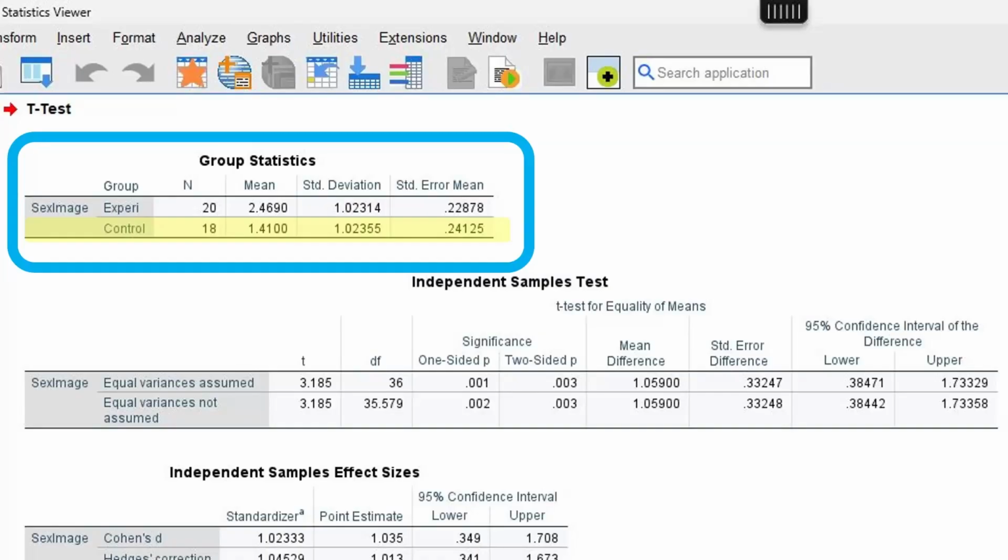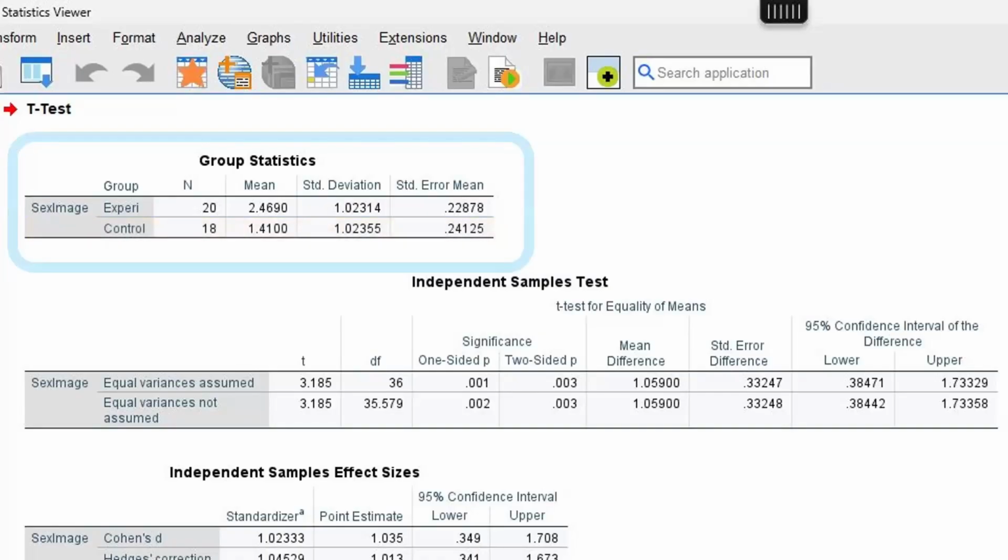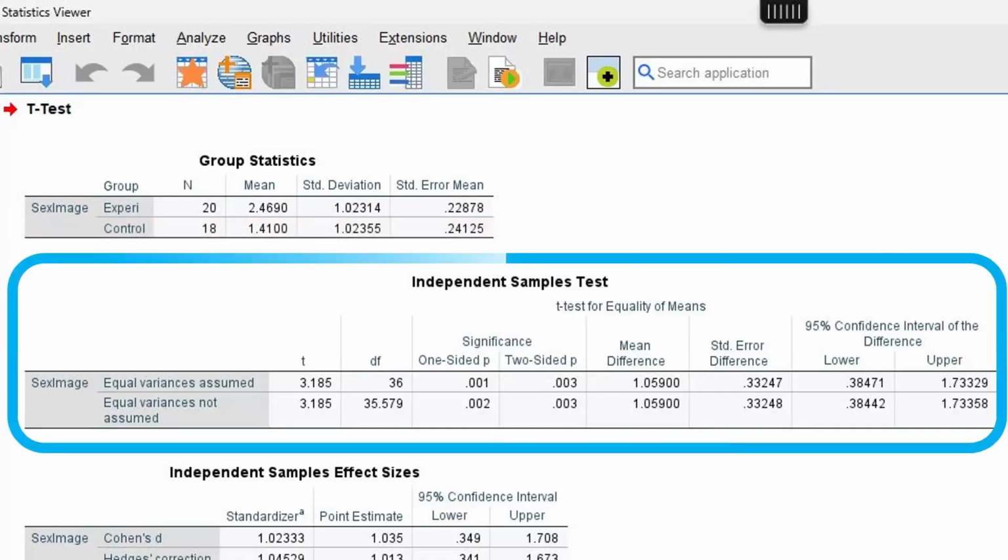SPSS says the calculated mean was 1.41. We double check. Yes, that's exactly what's supposed to be there. It gives us confidence that we have entered in that information correctly. All right, now we go to the independent samples t-test down here. And we are going to be in the equal variances assumed top row.